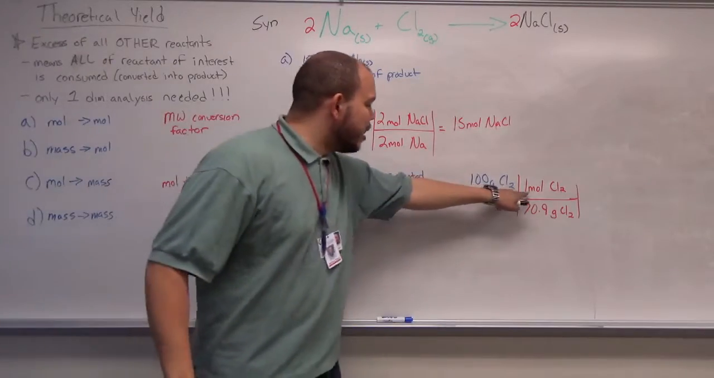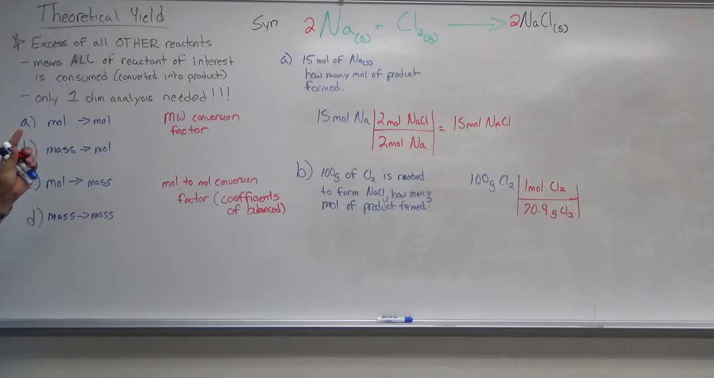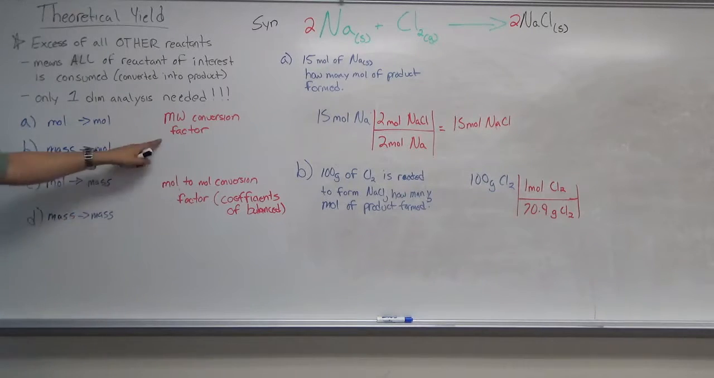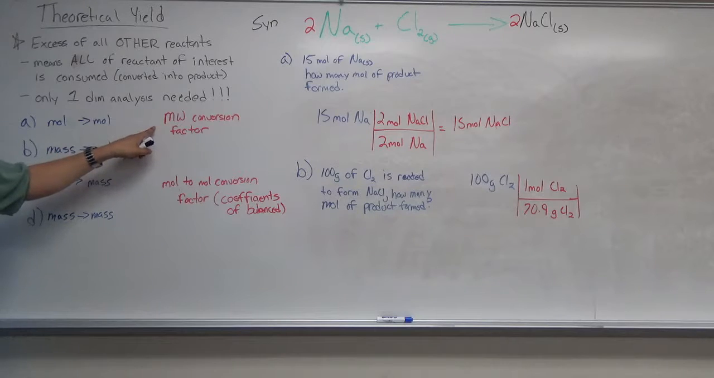Notice that this number is not related to our stoichiometric coefficients. This is a different conversion factor. That's why I'm showing which one to use. In B, we must use this one first.